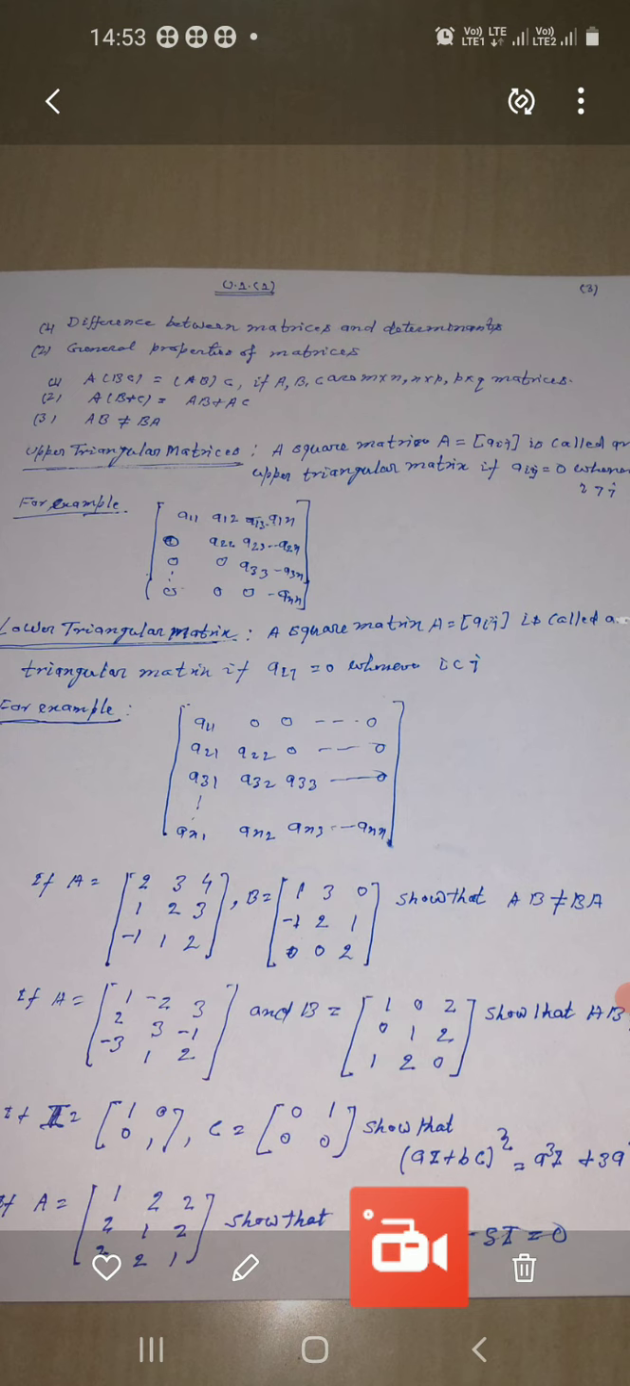Third one, A is equal to, in first row 1 2 2, in second row 2 1 2, in third row 2 2 1. You have to show that A square minus 4A minus 5 is equal to 0. This is very simple. Find A square and multiply 4 by A and minus 5. So find the value of A square minus 4A minus 5, and you will find that it is equal to 0.